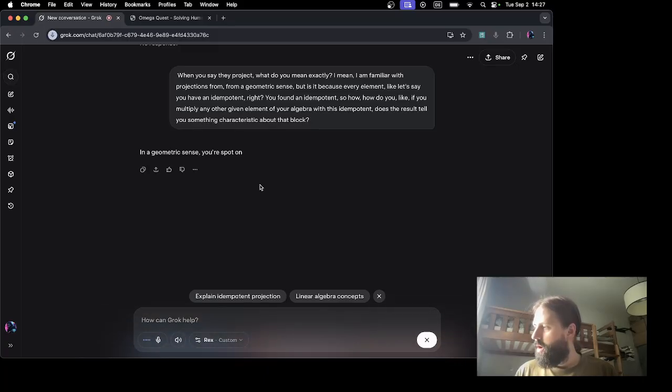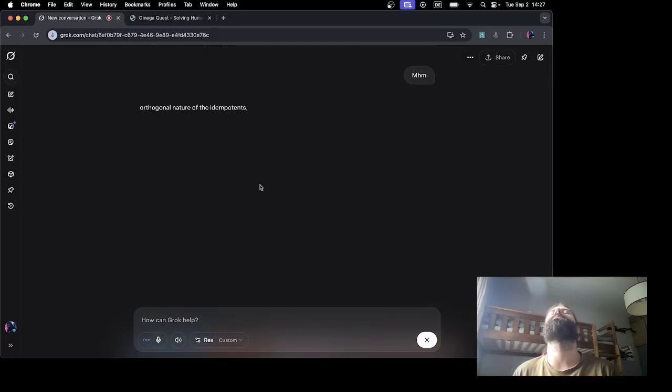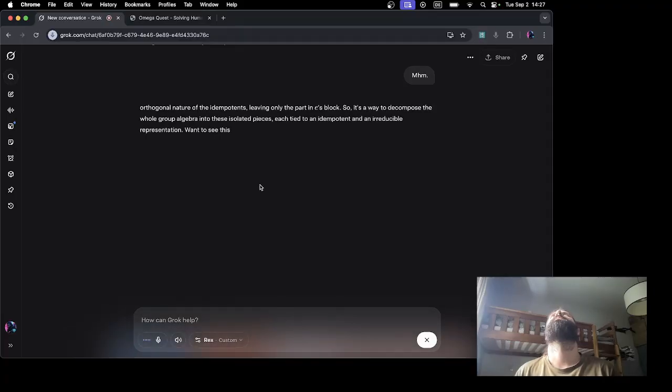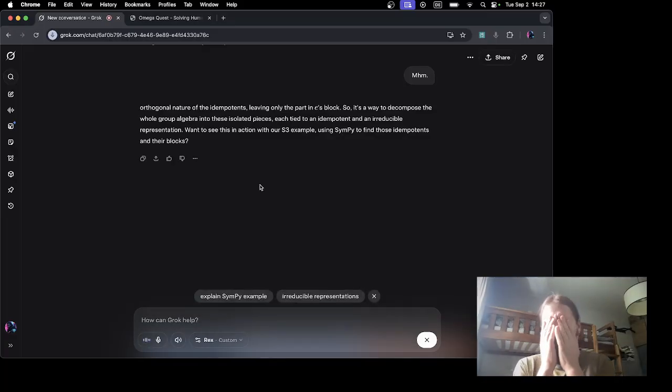Here's how it works. Since E dot E is E, the idempotent is like a gatekeeper for its block. If you multiply some element x in the group algebra by E, you get x dot E, which is now in the block tied to E. This result tells you the piece of x that lives in that block. The orthogonal nature of the idempotents leaves only the part in E's block. So, it's a way to decompose the whole group algebra into these isolated pieces.